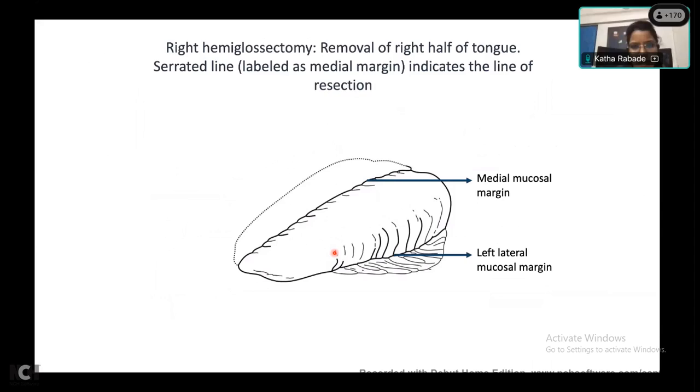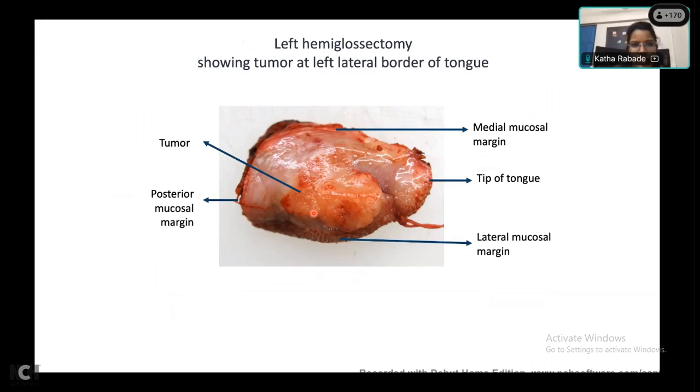This is a hemiglossectomy. So there will be a medial mucosal margin, a lateral mucosal margin, anteriorly the anterior mucosal margin and the posterior mucosal margin. So this medial soft tissue on this side would be the base. This same specimen, tumor, these four margins, medial, posterior, lateral and anterior, and on this side would be the base.